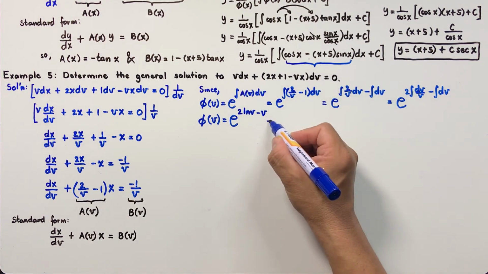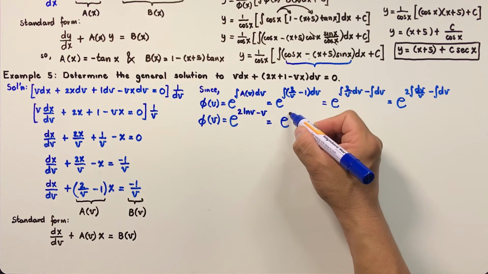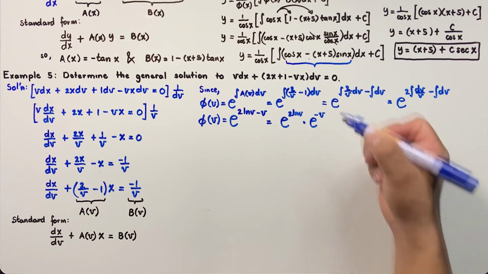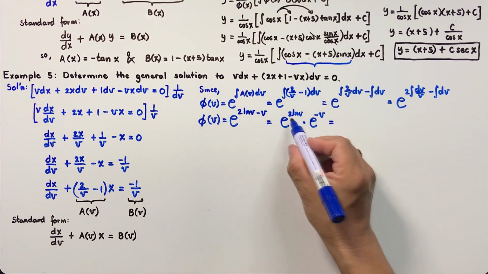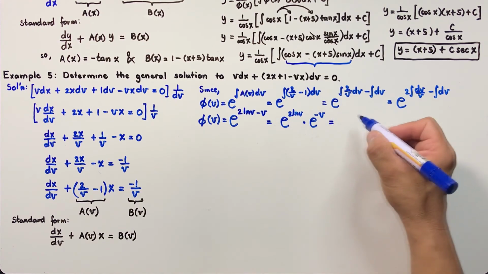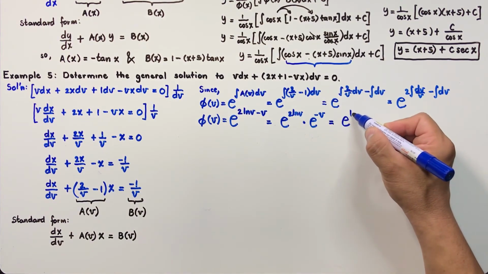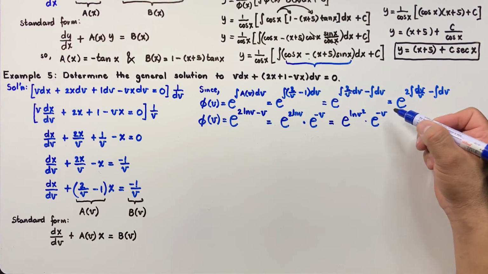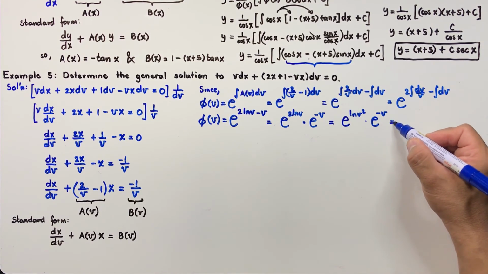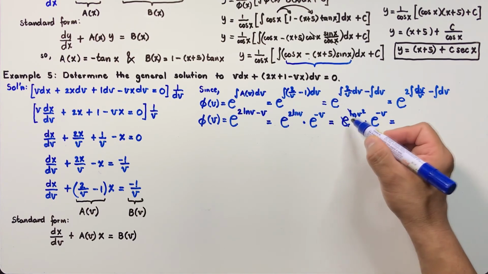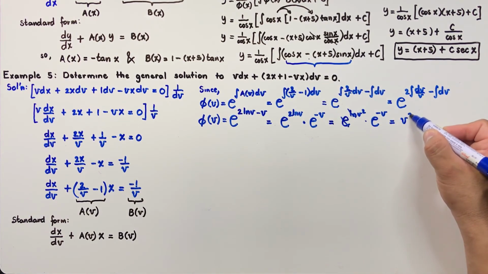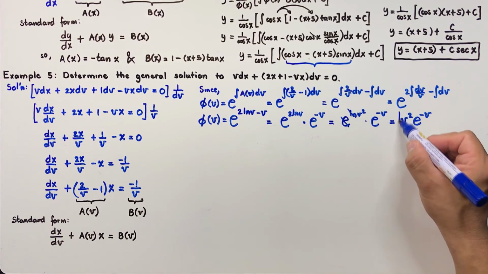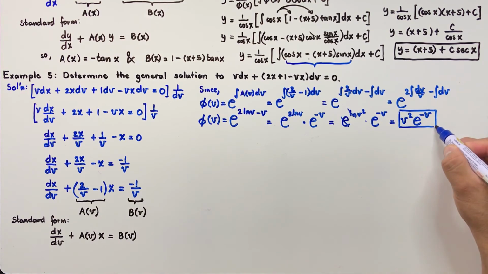So applying the laws of exponents, we have e to the power 2 ln v times e to the power negative v. But using the properties of logarithms, the 2 can be the exponent of v. So we have e to the power ln v squared, multiplied by e to the power negative v. And by the properties of logarithms and exponentials, this e and this natural log cancel each other. So this is v squared times e to the power negative v, and this is now our integrating factor phi.